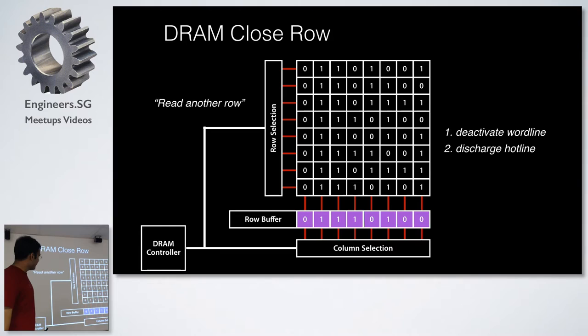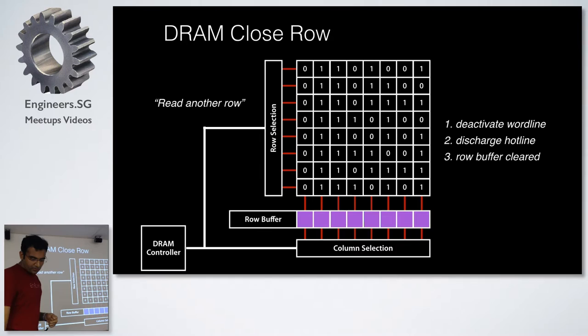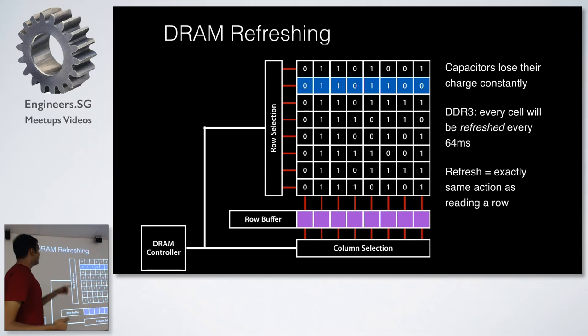And remember previously I said that capacitors lose their charge instantly. I mean, they lose their charge every 64 milliseconds. So this reading process, which is basically refreshing, needs to be done every 64 milliseconds to every cell. So every cell here loses their entire charge in 64 milliseconds. Every 64 milliseconds, this scan that you see here happens. And you may think this is very inefficient because every 64 milliseconds I need to do this. But actually, the process of reading is extremely fast.